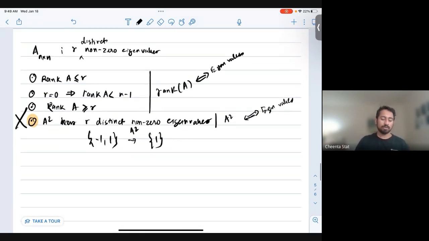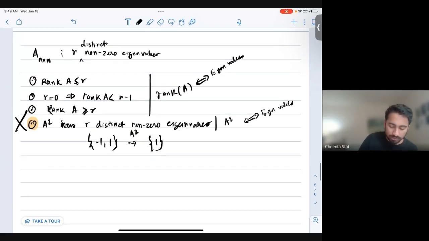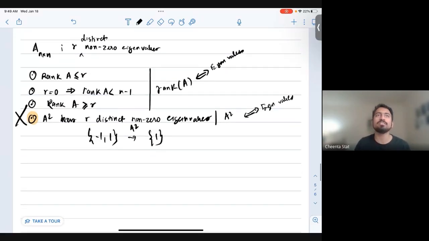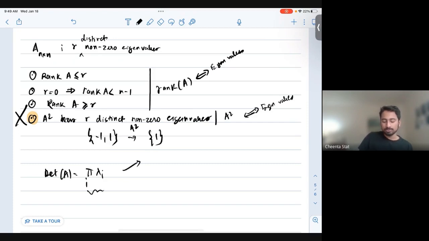Yes, you're right. So that's what I told you: if all eigenvalues are non-zero, then determinant of A is equal to the product of eigenvalues. If any is 0, it implies rank is less than n. If all are non-zero, rank is equal to n. That's great.